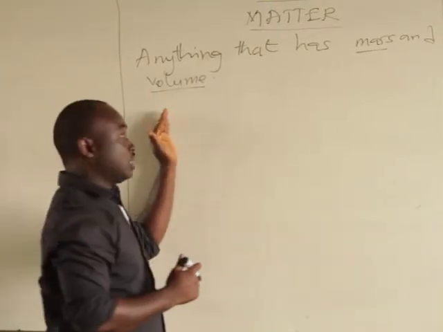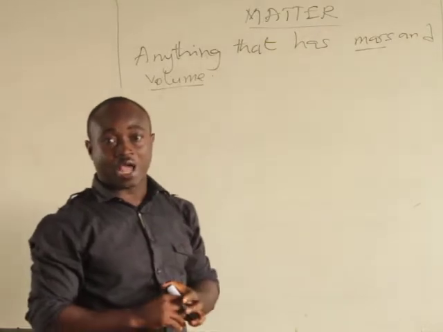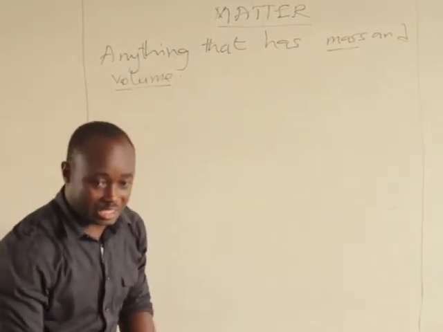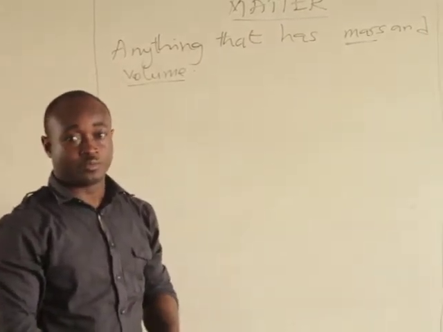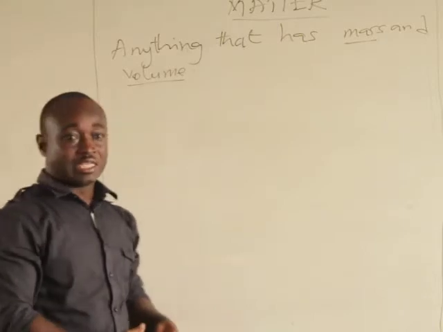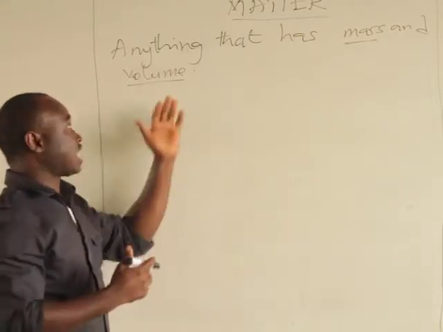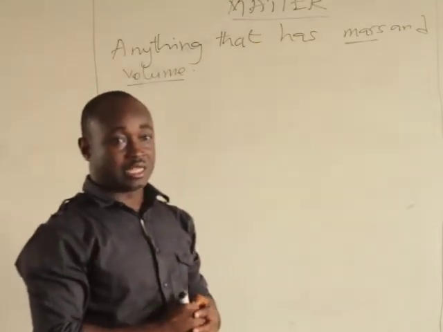Volume is also the amount of space occupied by a body. So where I am standing, the space that I've occupied here is the volume that we are talking of. So in that case, we can also say that matter is anything that has weight and can occupy space. That is matter.